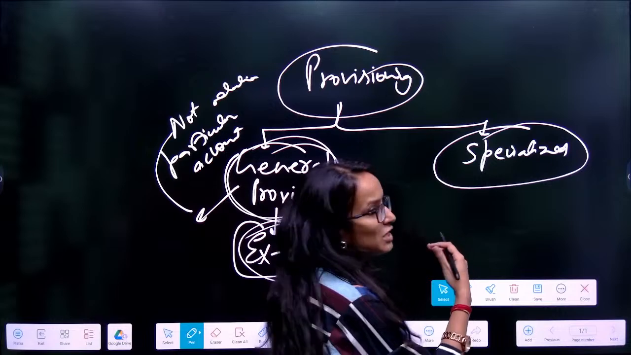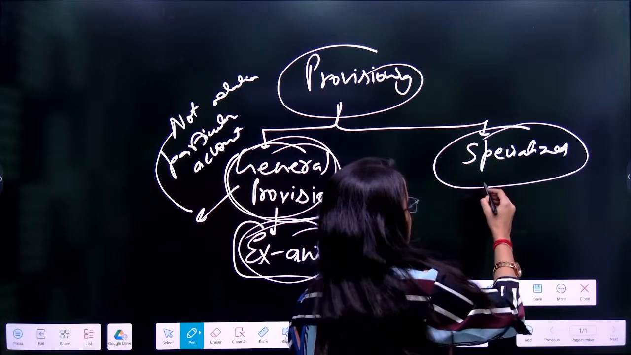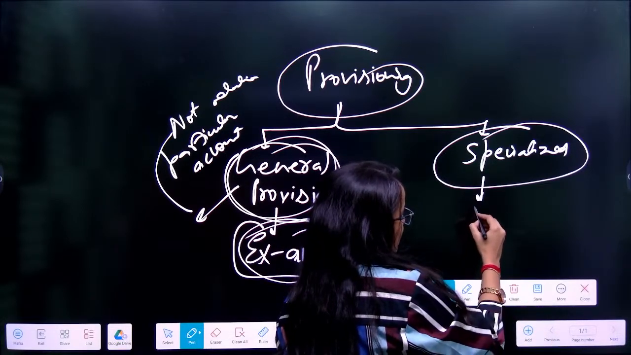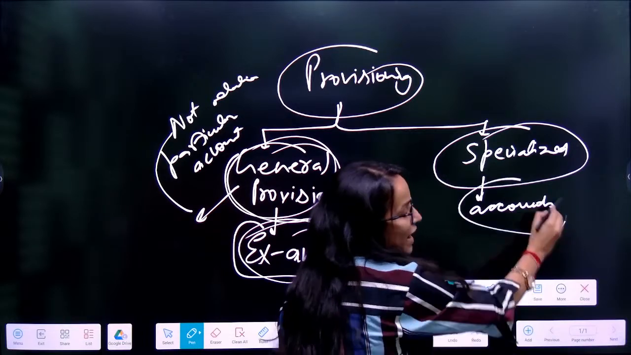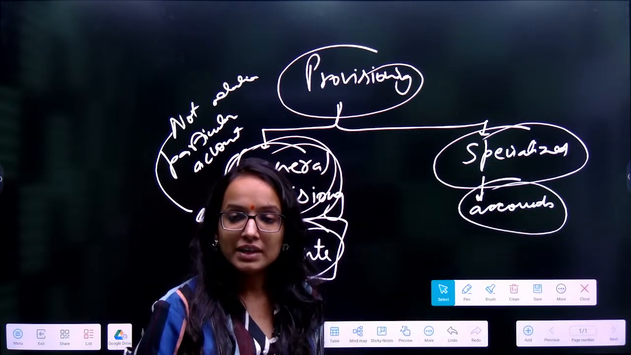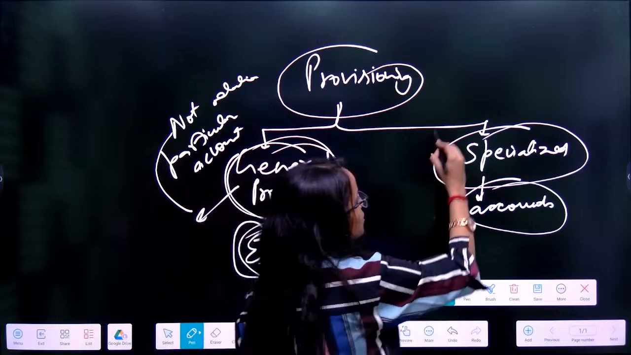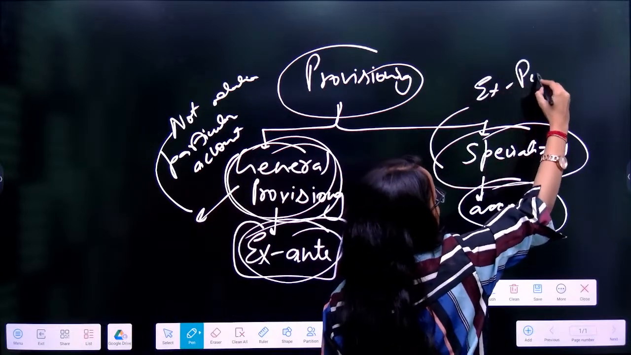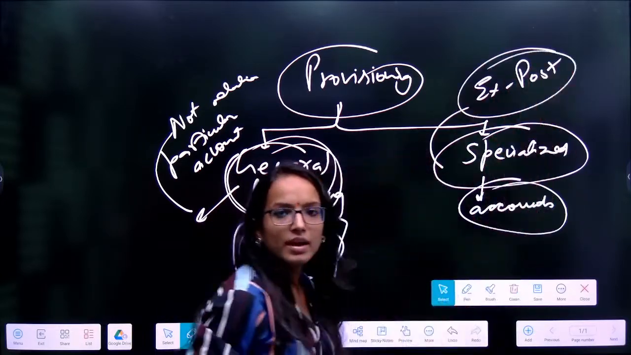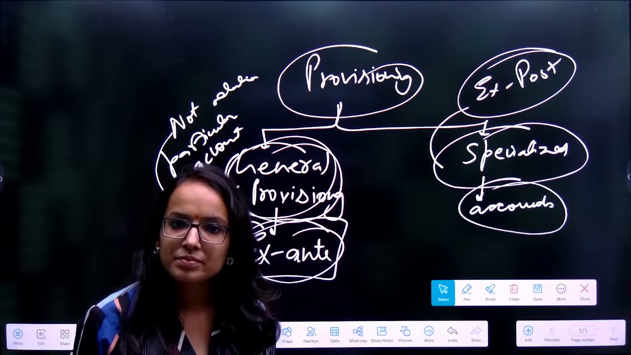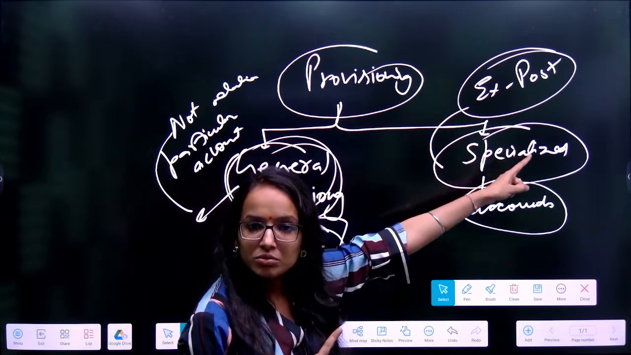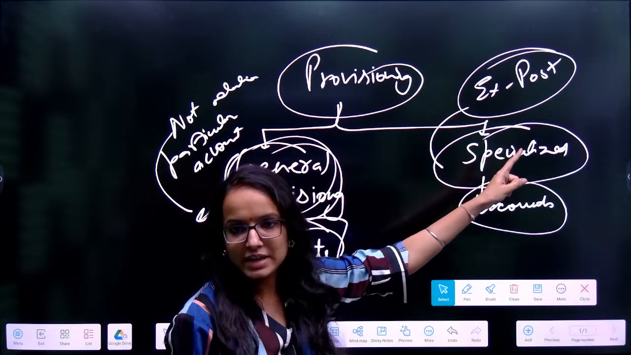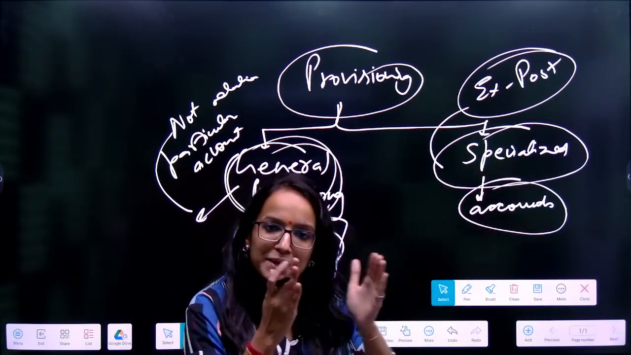Now the second one, the specific or the specialized, is related to certain specific accounts. Why? Because they are kept after an NPA happens. So this is ex post. Ex post. After the event happens. Note it down: after the event, or after the NPA happens. So these are linked to your NPA accounts.